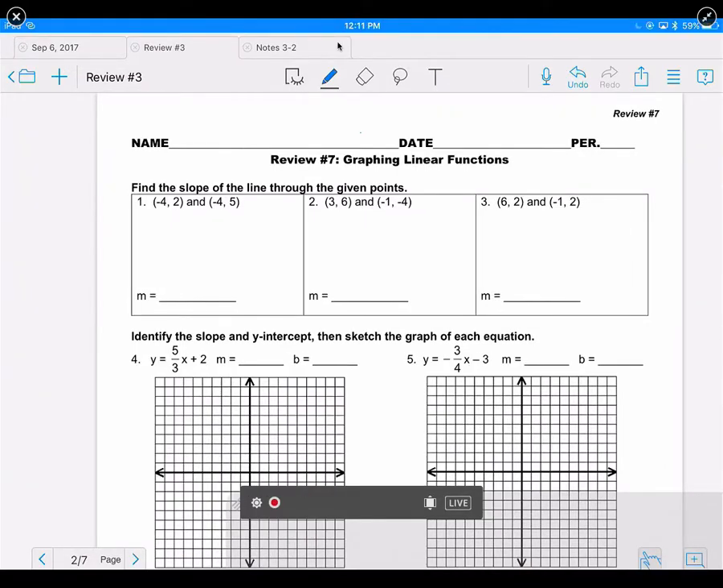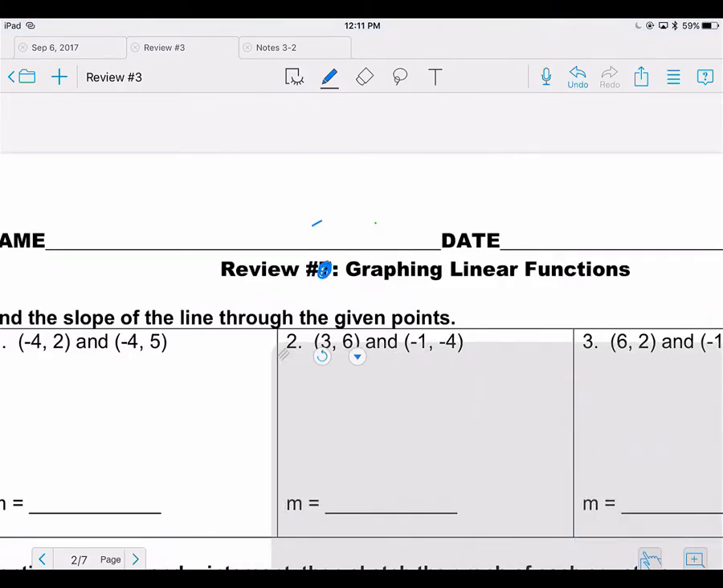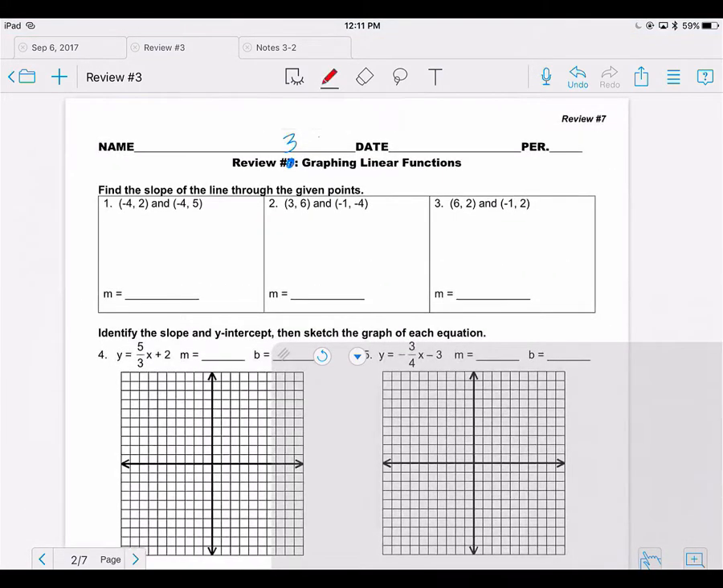This video is actually review 3 over graphing linear functions. It's going to be kind of the brief version because this, especially at the beginning, is not anything that's super new. It's just a review.